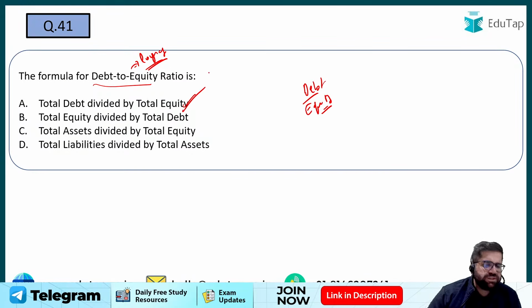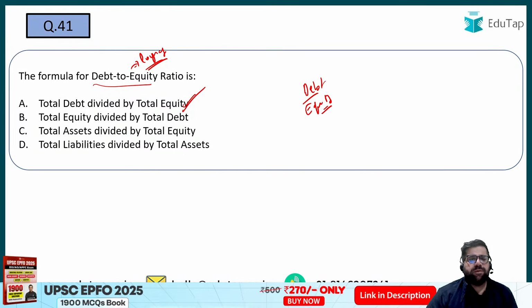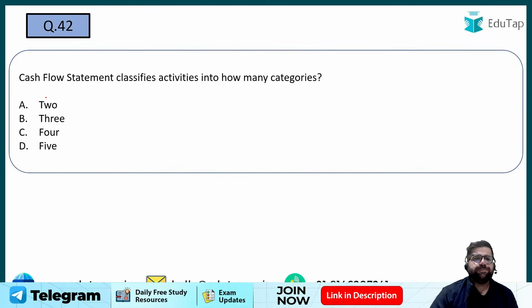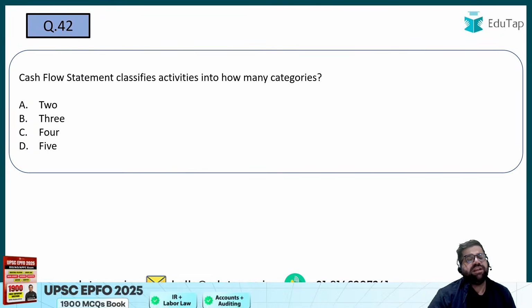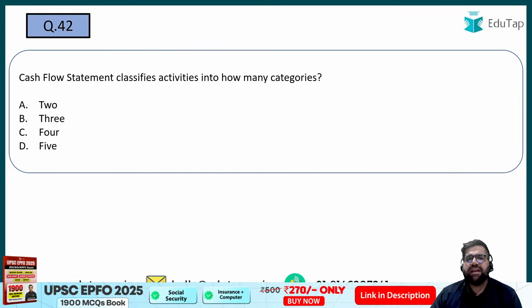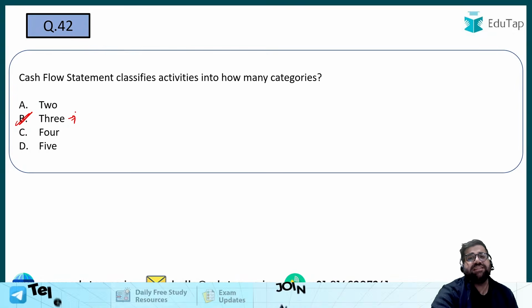Your answer will be option number A. Total debt divided by total equity. Right? So remember debt to equity, current asset ratio, liquid asset ratio. These are very, very important. Question number 42. Cash flow statement classifies activity into how many categories? Now in cash flow we have three set of activities, right? Yes, the answer will be three, but you should remember what are those three.